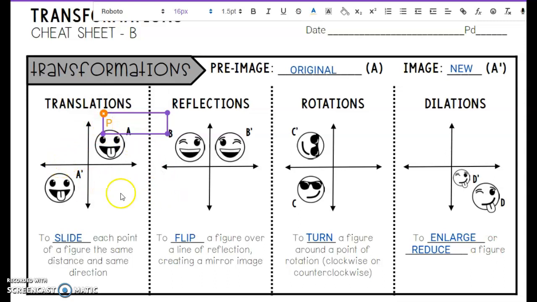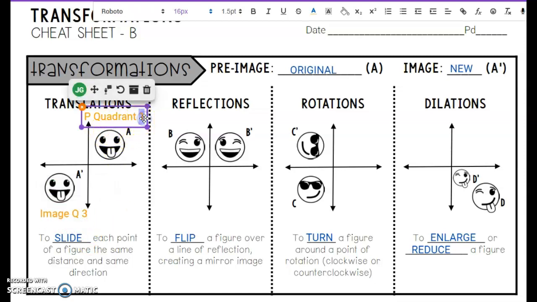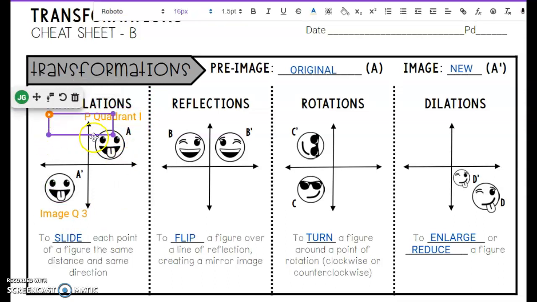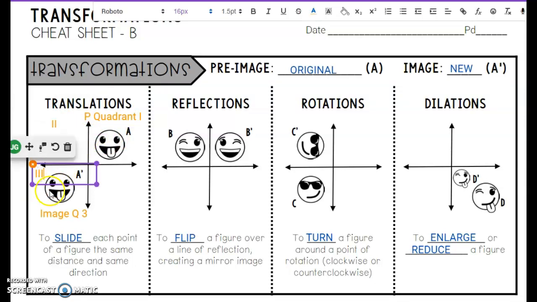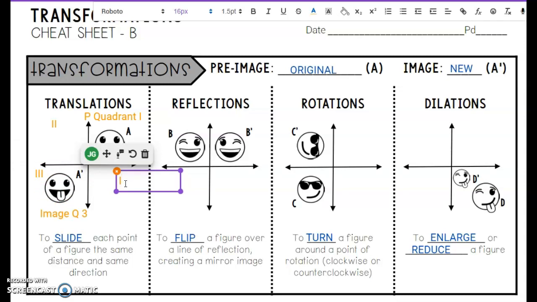Your pre-image is located in quadrant 1. And after the translation, you have your new image in quadrant, and I'll just put Q3. So let's review how your quadrants are counted. You have quadrant 1, and instead of using that, let's use Roman numerals. Quadrant 2, quadrant 3, and finally quadrant 4. These are how your quadrants are counted.